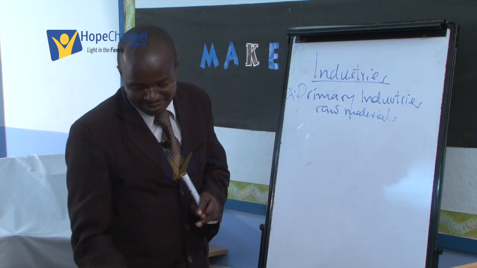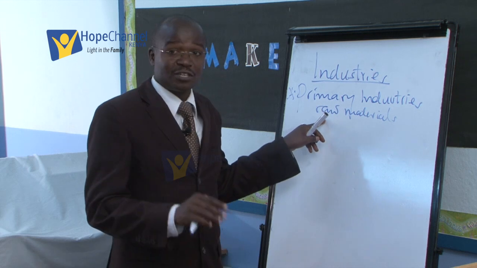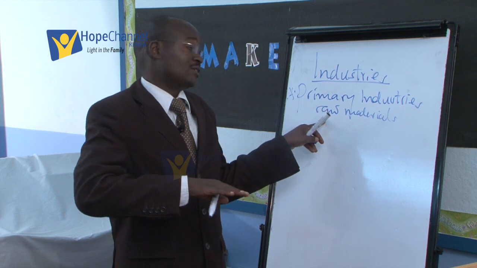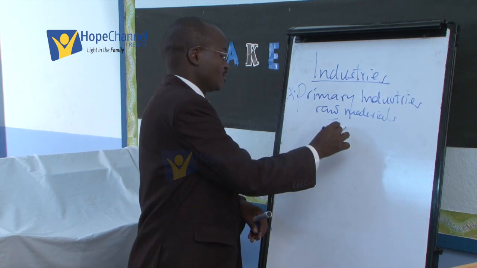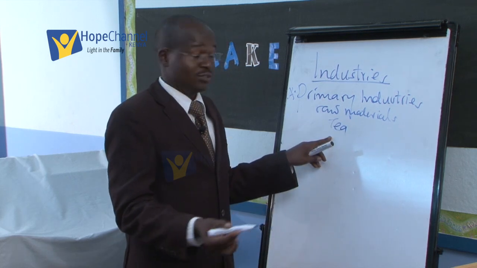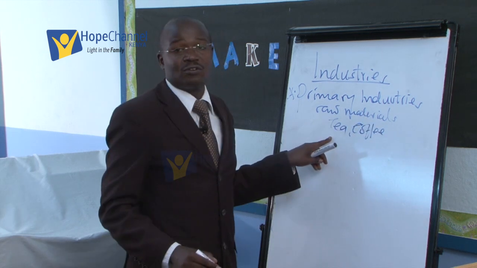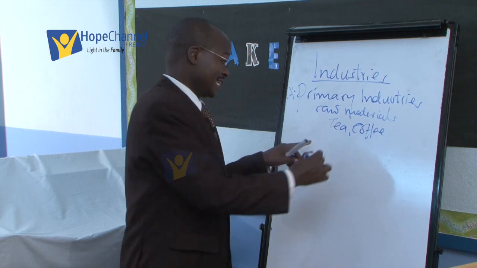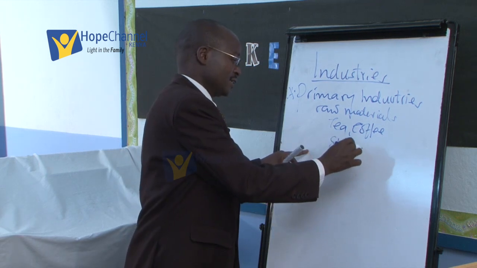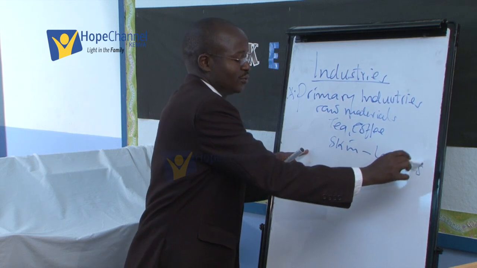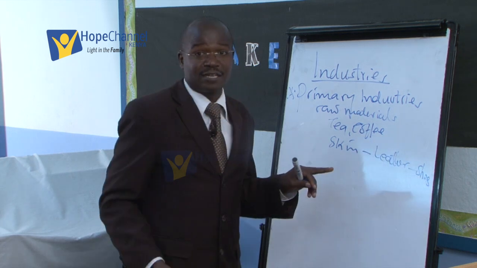So primary industries, we have said, process raw materials from their natural state. For instance, we can talk of tea industries. We can talk of coffee industries. We can also talk of skin that ends up producing leather, and then we get shoes from there or leather jackets from that.